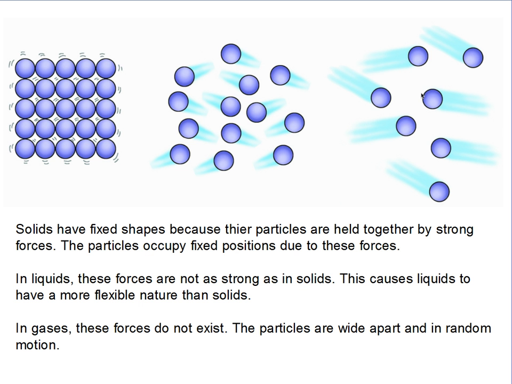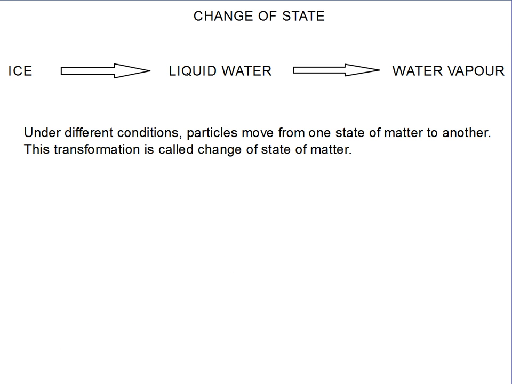So this particle could be going here, and this particle could be going in the opposite direction. They do not have any fixed place where they need to go. They are in random motion, and that is it for gases. So these are how the particles are arranged in each of the states of matter.